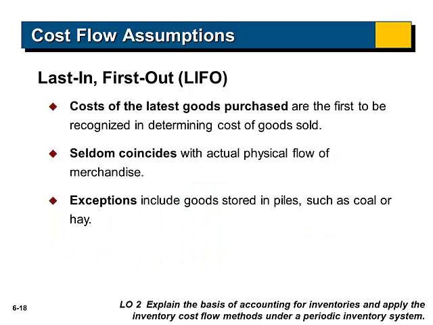Okay, so we've talked about first in, first out. Another method is called last in, first out. And basically what last in, first out means is the cost of the latest goods purchased are the first to be recognized in determining the cost of goods sold. So it's the last in that you pull out and assign to cost of goods sold to your customers. This actually seldom coincides with the actual physical flow of inventory because you always try to pull from the oldest. And the exceptions include goods that are stored in piles, such as coal or hay.